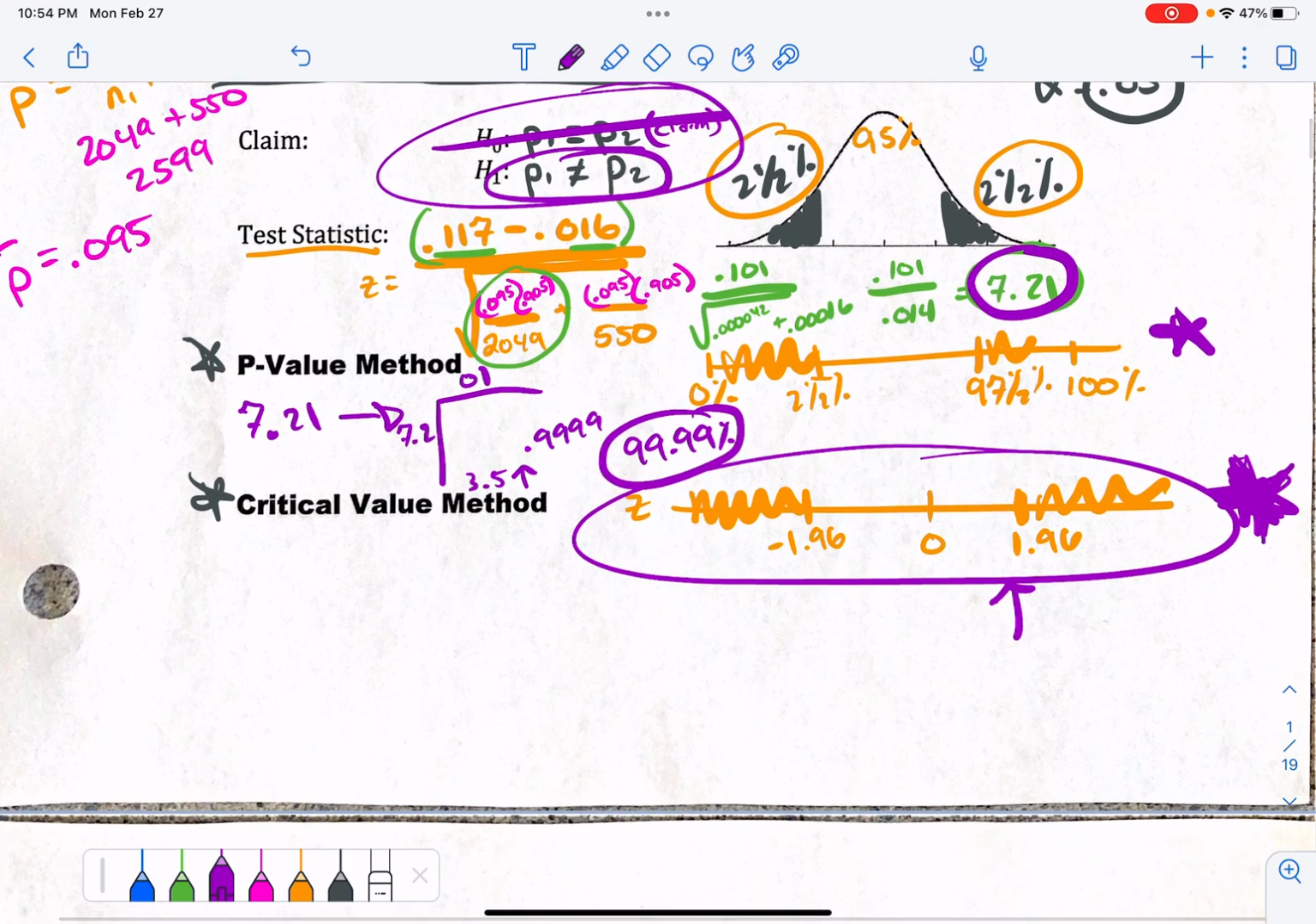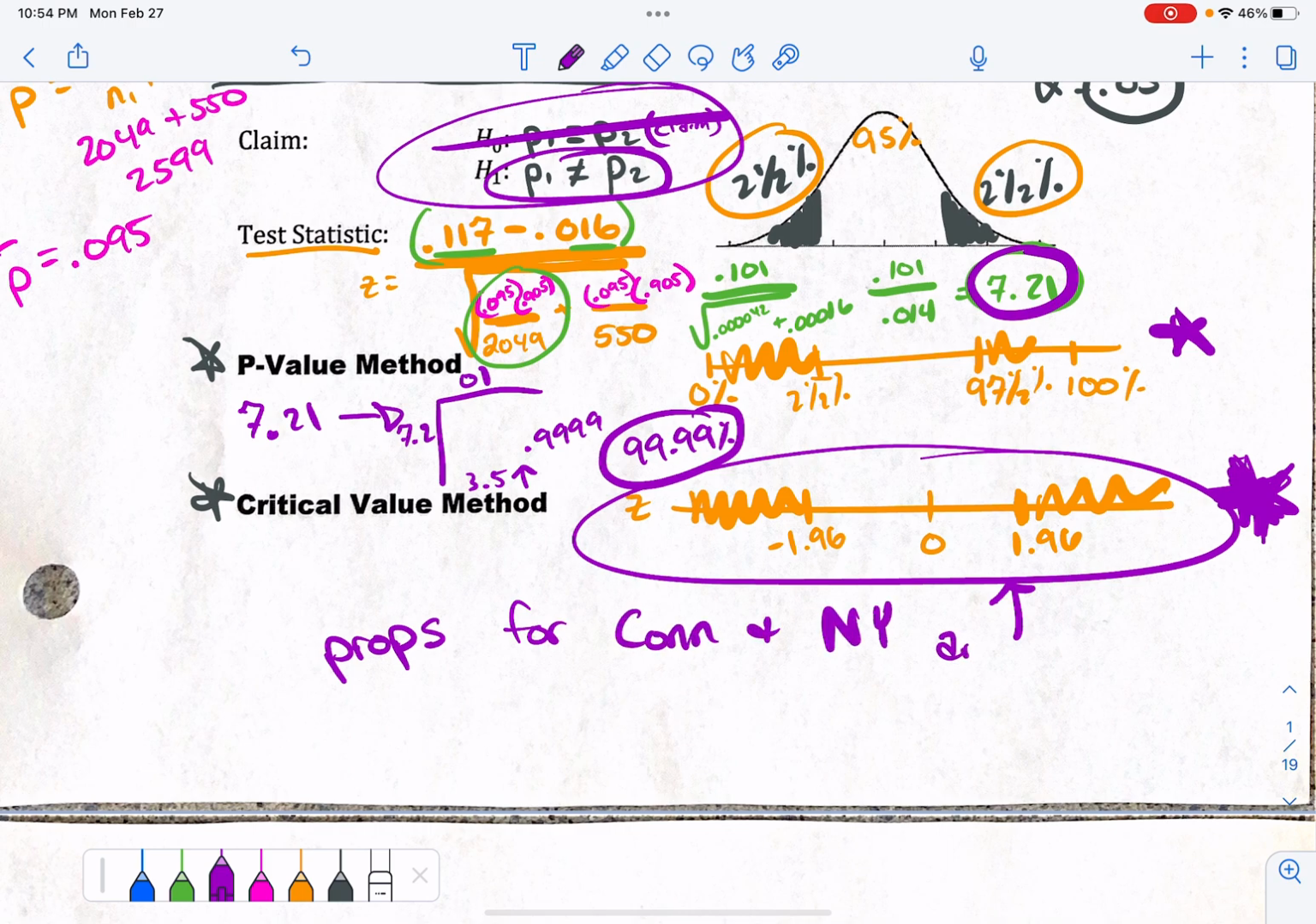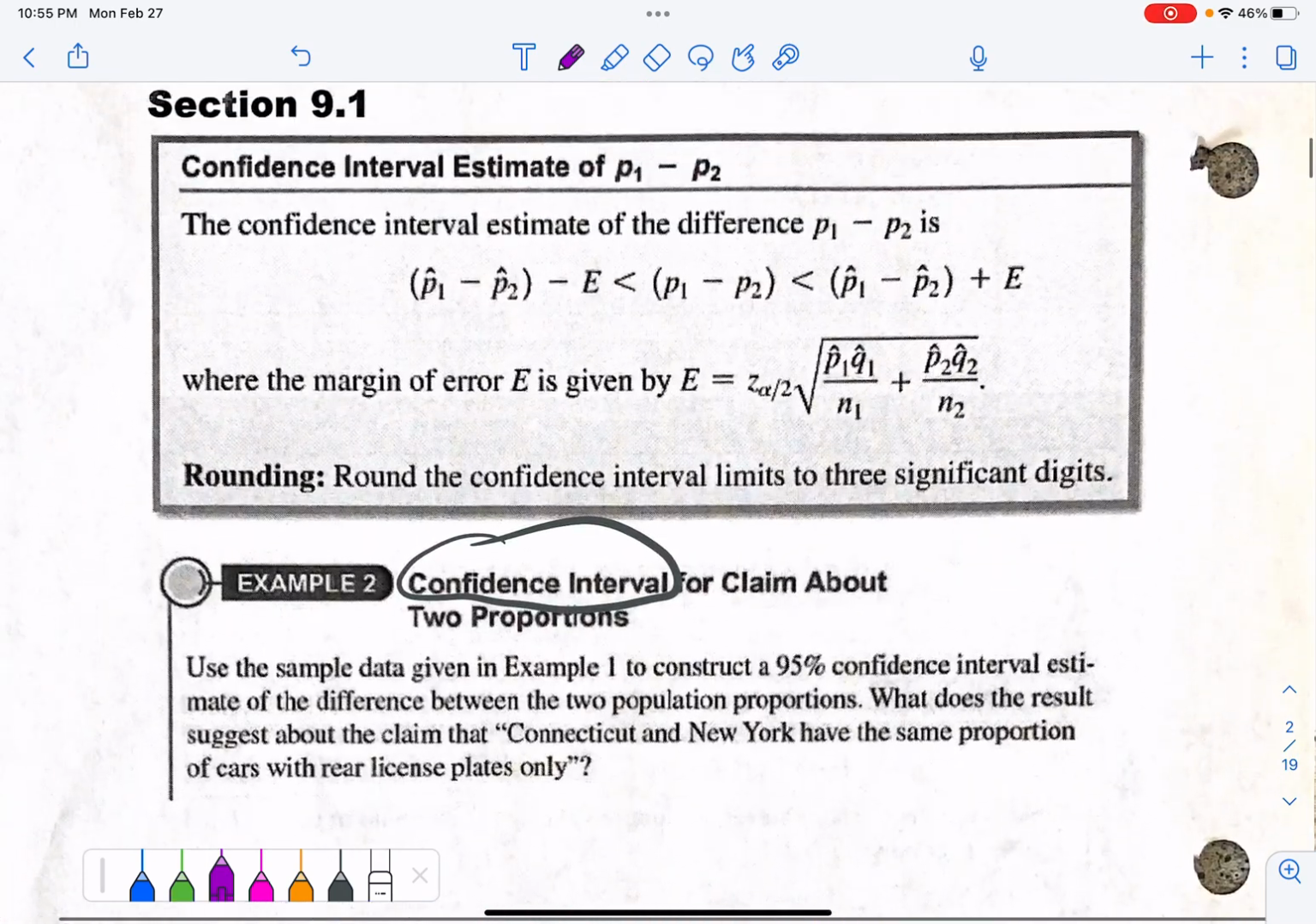So regardless, I'm going to say the proportions for Connecticut and New York are not the same. They do not have the same frequency of rear license plates only. Connecticut has way more, because our results were all the way out here. So same hypothesis testing as before, but a really icky equation for it. Yuck. That's where the cumbersome part comes into play. So you've got the p-value method, the critical value method, and then we go to the confidence interval method, which is like this.